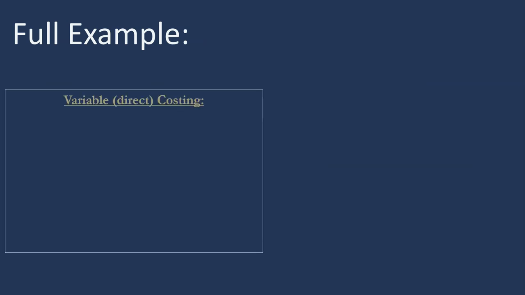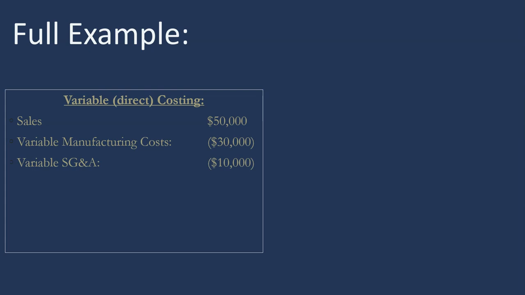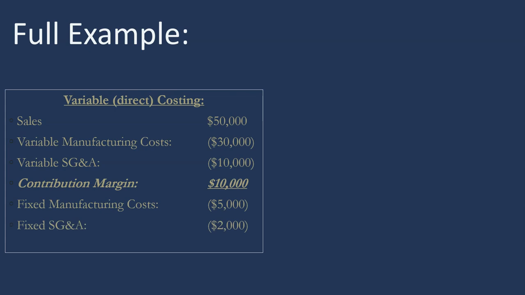So, a full example. On the left side, what we're going to do is look through the variable or direct costing, and you'll see our sales, variable manufacturing cost, and variable selling, general, and admin. Again, that's separate from the one above it. This gives us that contribution margin, so sales minus the variable cost. We subtract our fixed manufacturing and our fixed selling and general, and that'll give us the net income of $3,000 in this example. So again, you can see how all of the costs are separate. The variable and the fixed are separated from one another, and the selling and general admin are also separated.